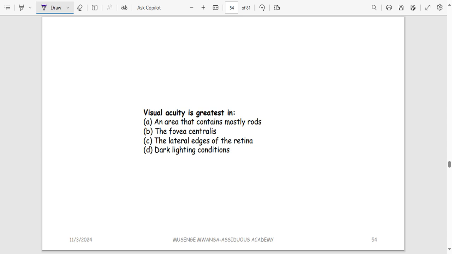Okay, next question. Visual acuity is greatest in an area that contains mostly rods, the fovea centralis, the lateral edge of the retina, or dark lighting condition. The fovea centralis, right? What is visual acuity? Anyone? What is visual acuity? Any doc to help us?